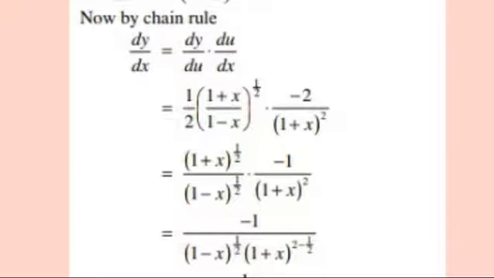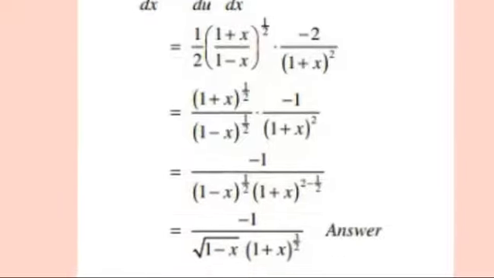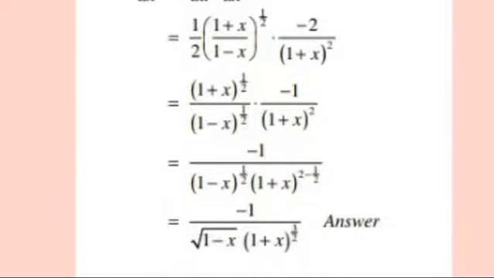So now simple calculation. Minus 1 is written in numerator, while in denominator 1 minus x power 1 by 2, and 1 plus x power is square minus 1 by 2. When this term comes in numerator, its power 1 by 2 becomes minus 1 by 2. So finally we have the answer minus 1 over square root 1 minus x into 1 plus x, 2 minus 1 by 2, it becomes 3 by 2. So it is our final answer.